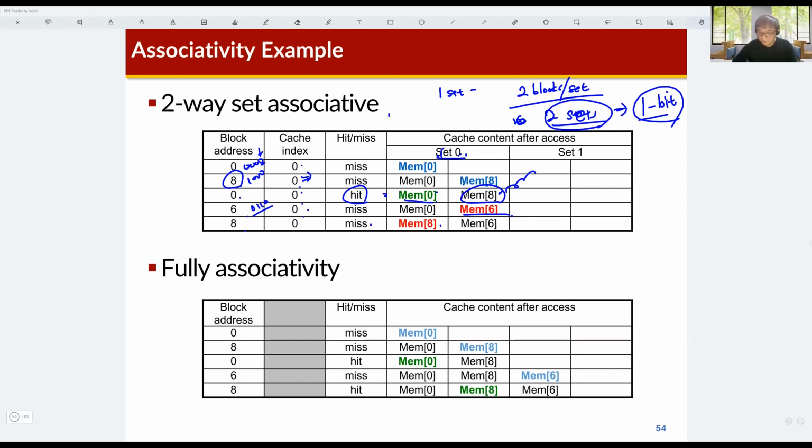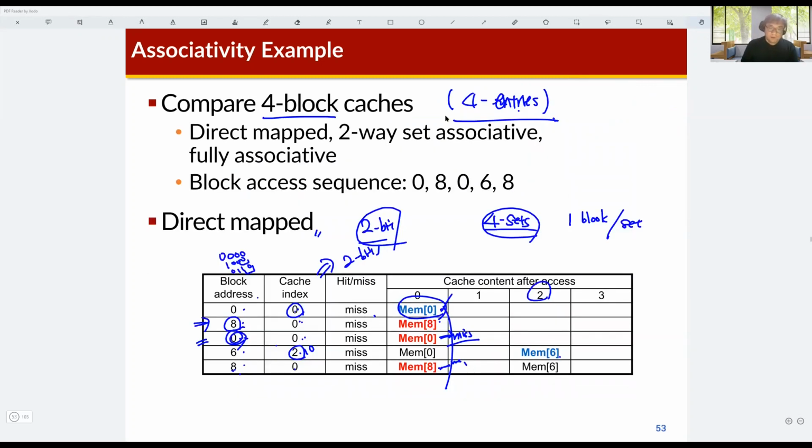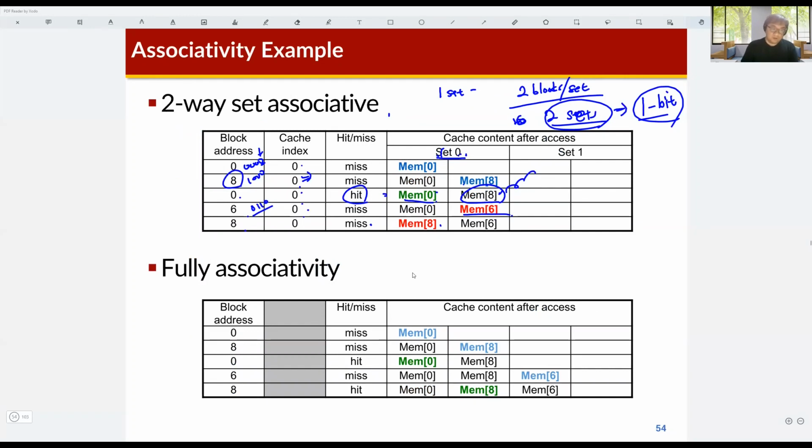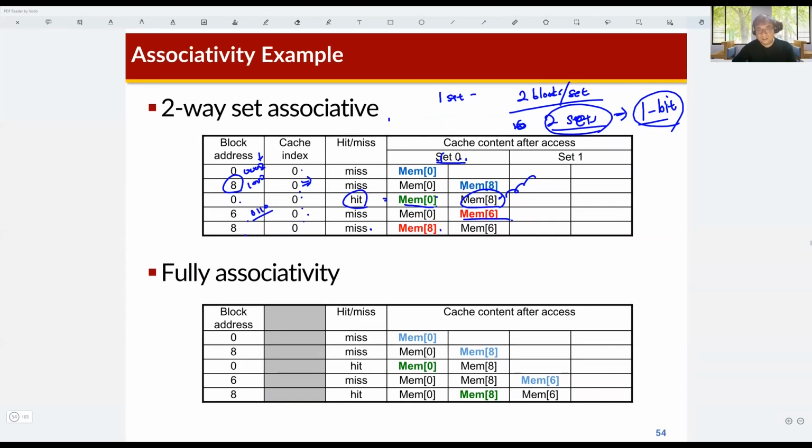What is different? It's the same cache access sequence, but for the direct mapped cache, all 8 requests are misses, whereas for the two-way set associative cache, we have 1 hit.